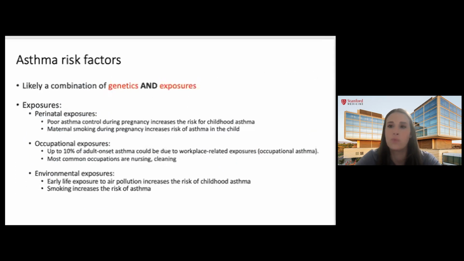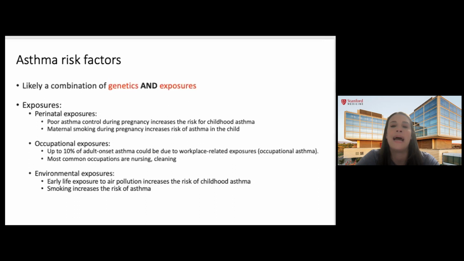So what are risk factors for asthma? Like many diseases, it's probably a combination of both genetics and exposures. In terms of genetics, it's more common to have asthma if one of your parents has asthma, or if you have a family history of asthma, but it's not a simple inheritance pattern. It's not like if mom or dad has asthma, you have a 50% chance or a 1 in 4 chance of having asthma. But there is some genetic contribution that we're just beginning to better understand.